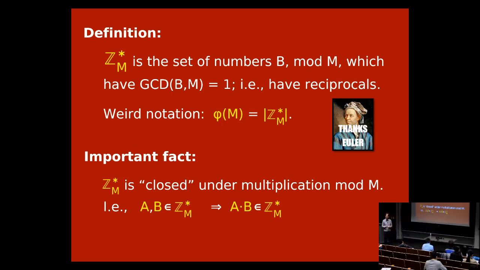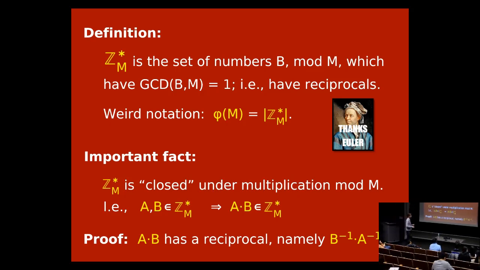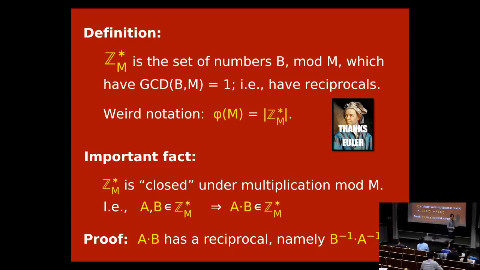Can somebody say why that is? Yeah? You could just multiply the two inverses together and get the new inverse for AB. Yep. A times B has a reciprocal because there it is: B inverse times A inverse. By assumption, these things exist. If A and B have inverses, B inverse and A inverse exist, and if you multiply this by this, you get 1. So that proves that this also has a reciprocal. OK, so that's kind of cool.